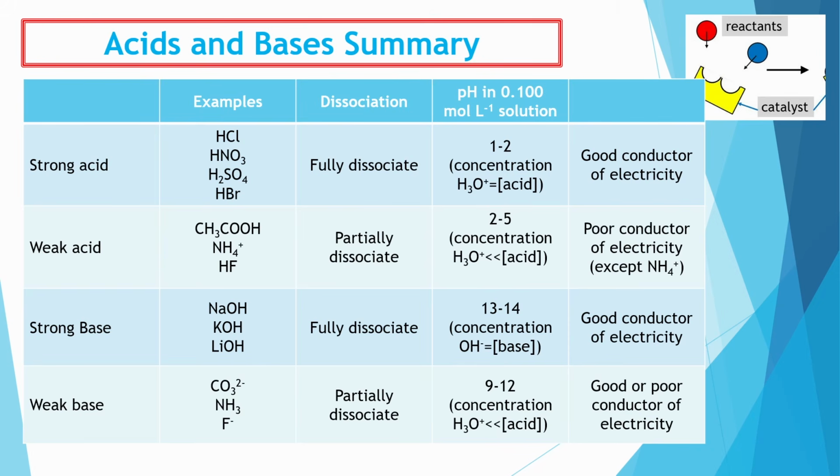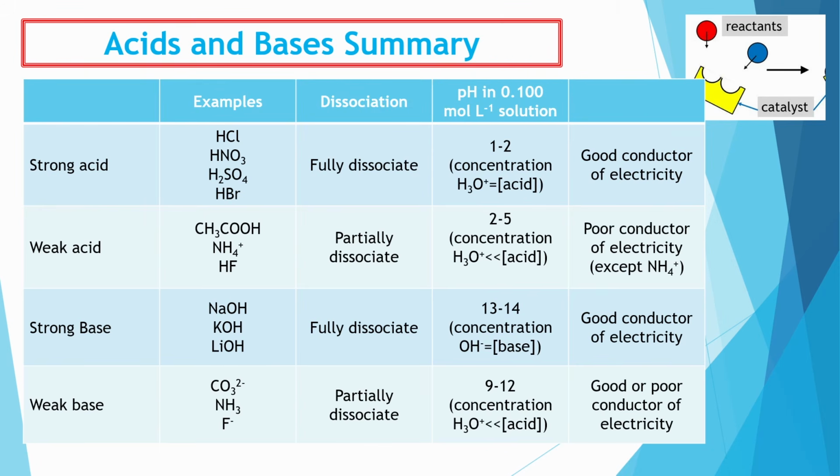Strong bases, sodium hydroxide, potassium hydroxide, lithium hydroxide, fully dissociate. They produce a pH of 13 to 14. They're good conductors of electricity because they produce a high concentration of ions. Weak bases, well, they partially dissociate. They're going to have pHs of somewhere between maybe 9 and 12, right? Or maybe 10 and 12, right?